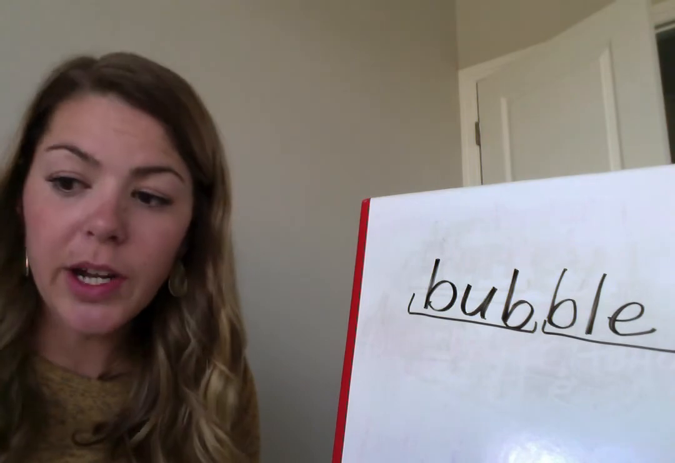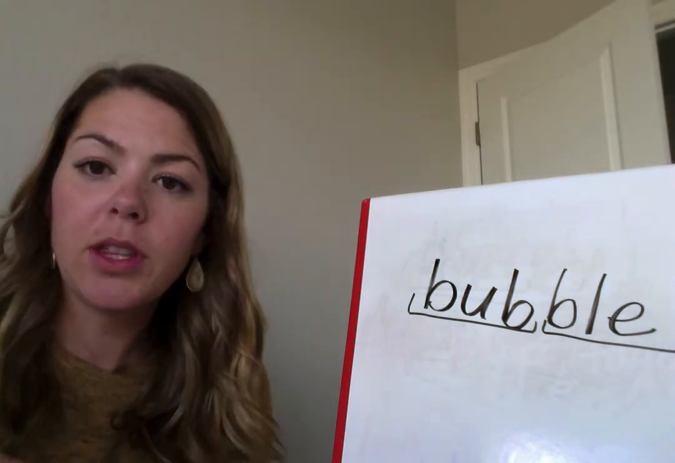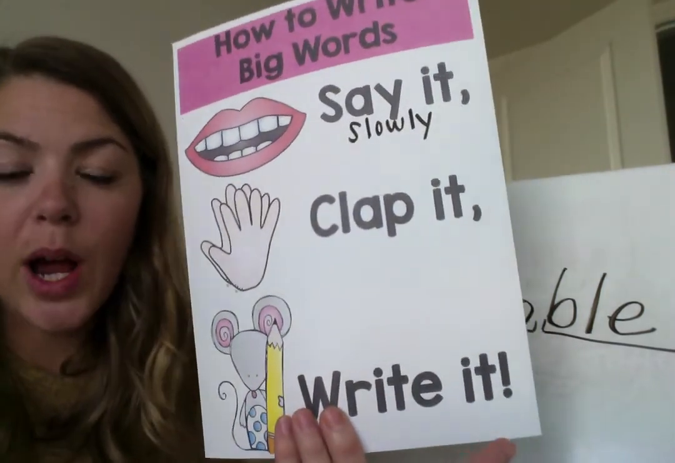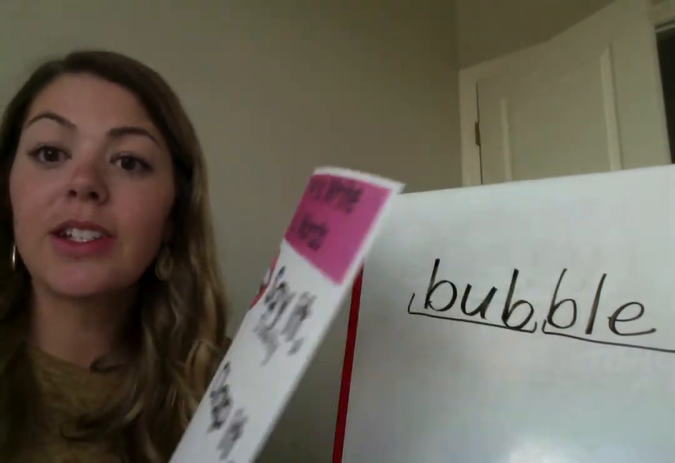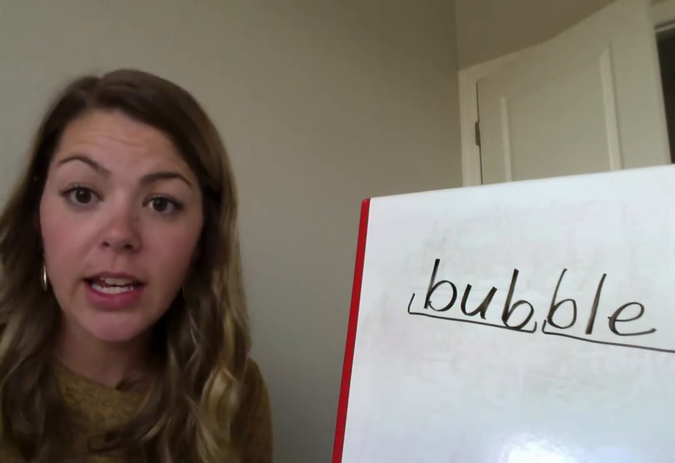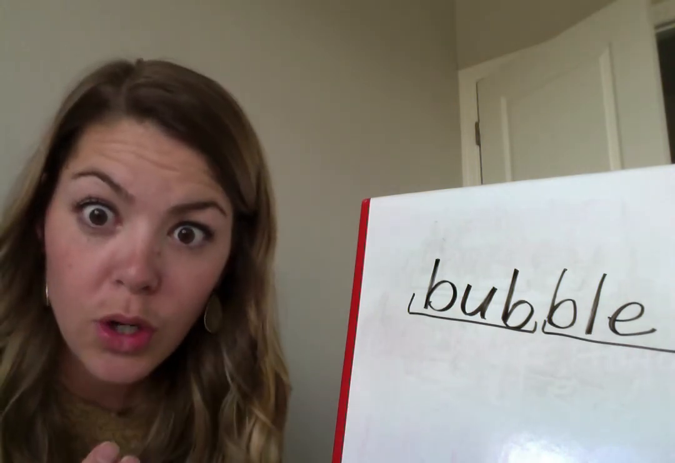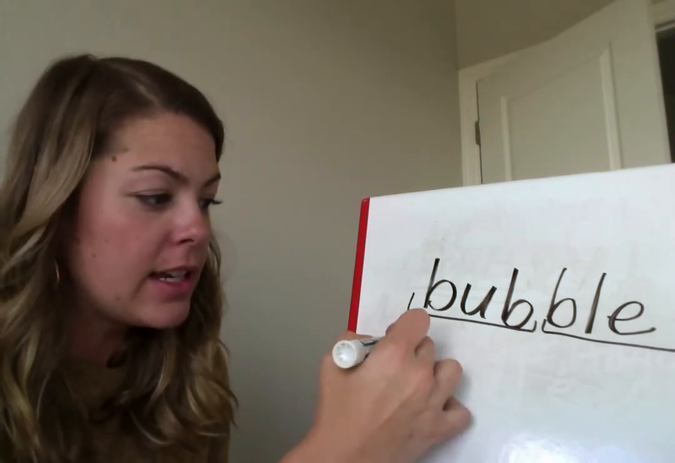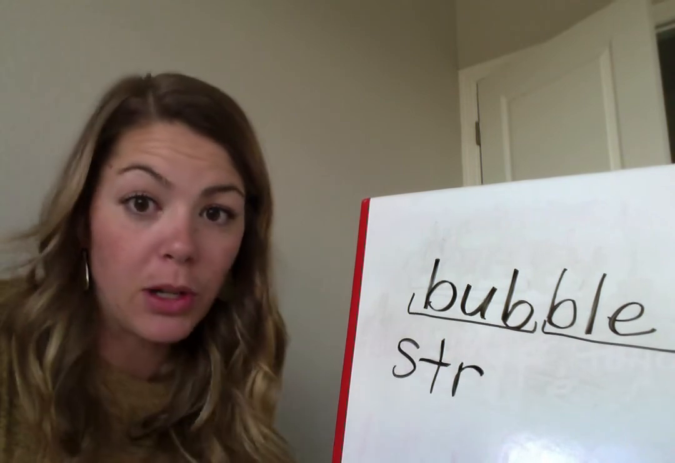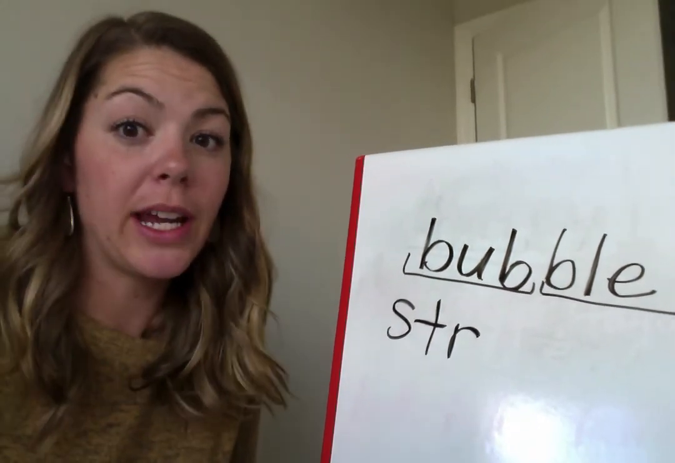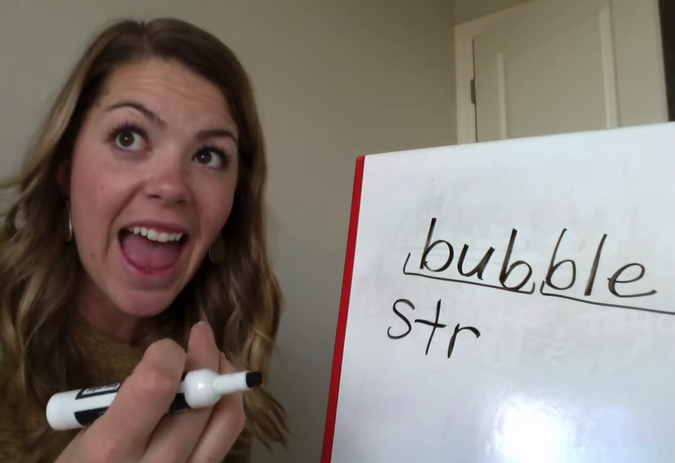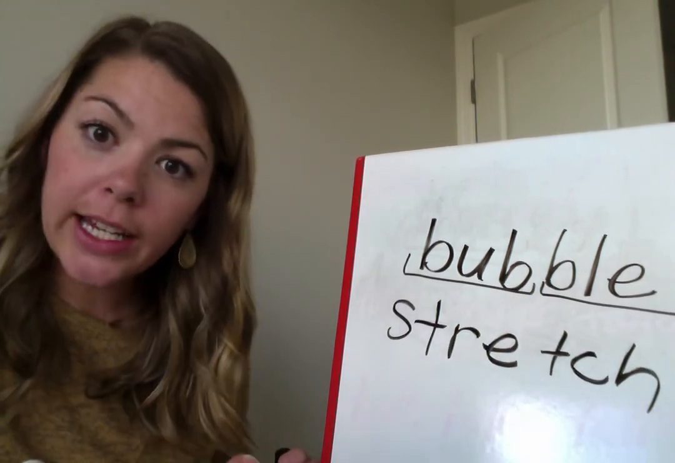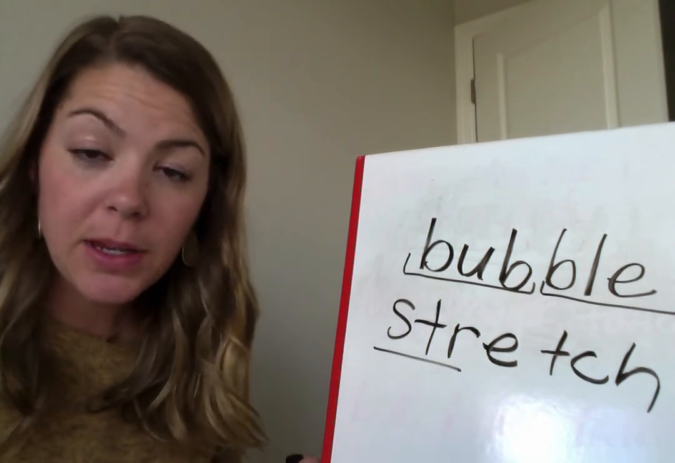So today when you're working on writing, I want you to try that. I want you to remember this poster, say it slowly, clap it if there's syllables, and write it. If there are not syllables, you can stretch it and listen for any of those blends, like the word stretch. When I hear that blend, it's not necessarily a syllable, but it is a part of the word that you might need to hear. Stretch, etch.